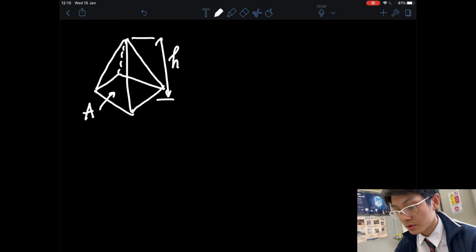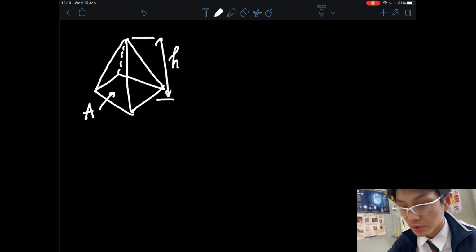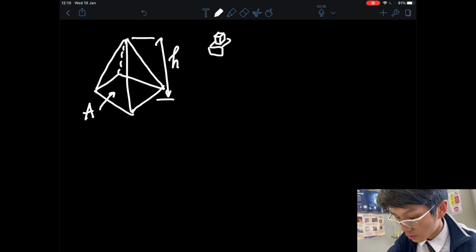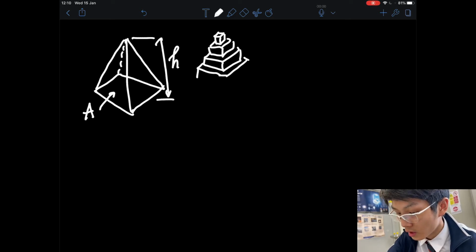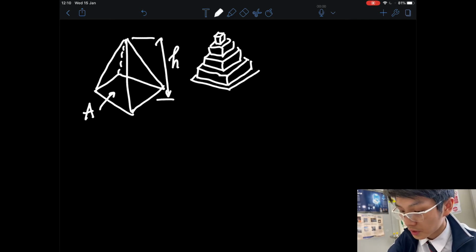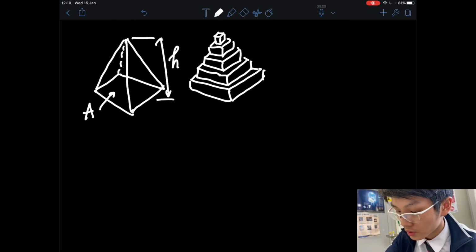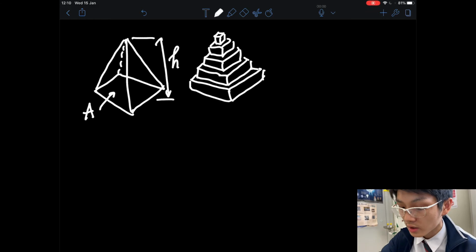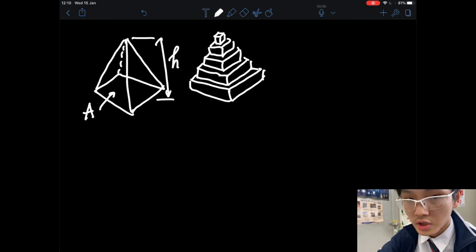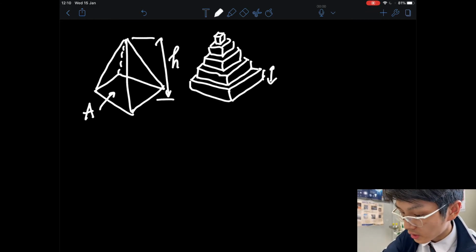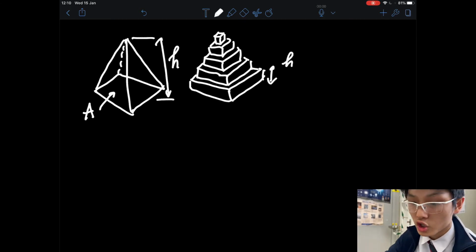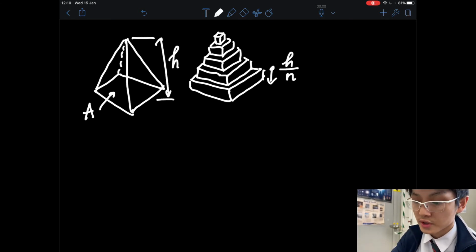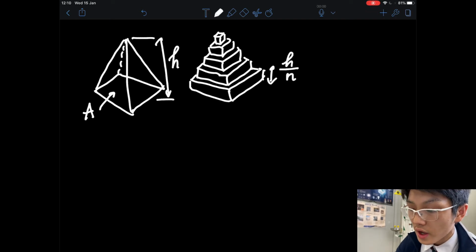Now we can try and approximate its volume by splitting it into n layers, with each one larger than the next. So if I draw it out, since I'm using a square-based pyramid, if I split it into n layers, then it would approximately look like a stack of multiple cuboids, each one larger than the next. Now if we take a look at each individual cuboid, we can see that the height of each prism is h over n, since the initial height is h and we're dividing it into n slices.